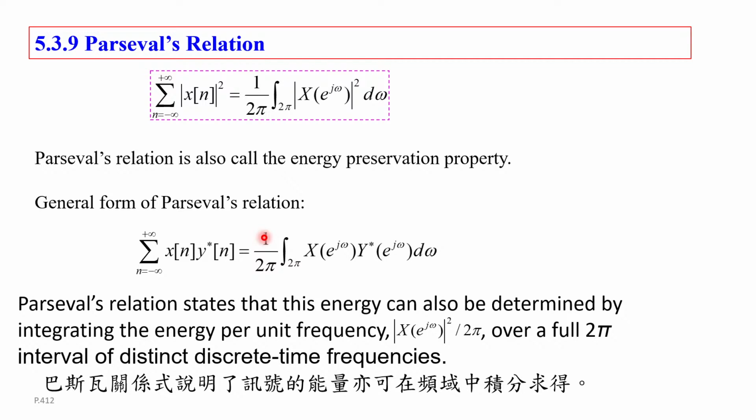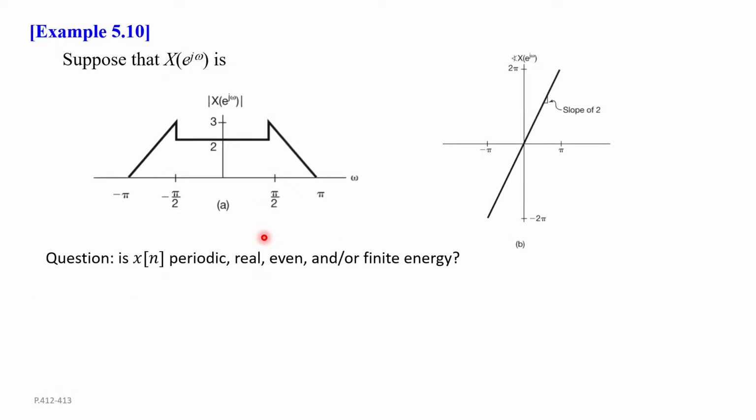Finally, now we have this example to test every property. We are given the spectrum of some function, and it's complex, so we give you the absolute value and its angle. Now we ask 4 questions here. Is it periodic? Is it real? Is it even? And is it finite energy? I guess let's do our 5 minutes, so we can still do this.